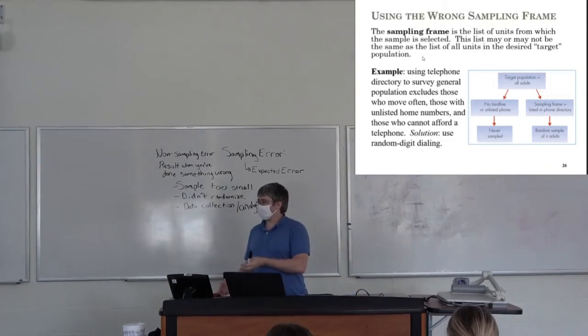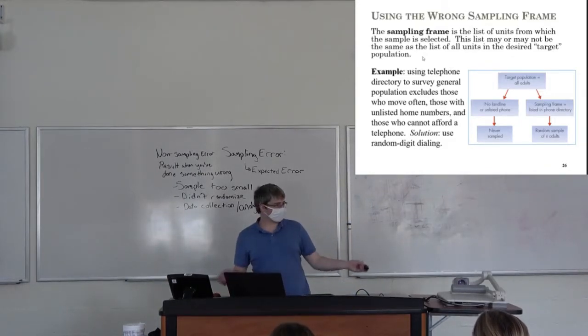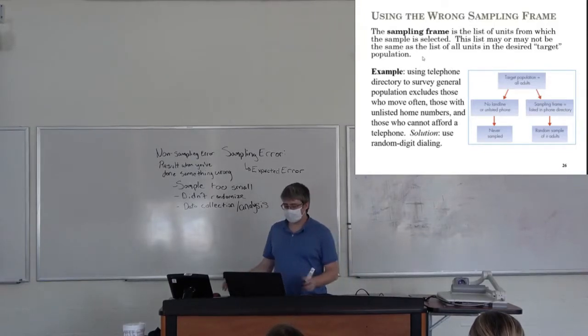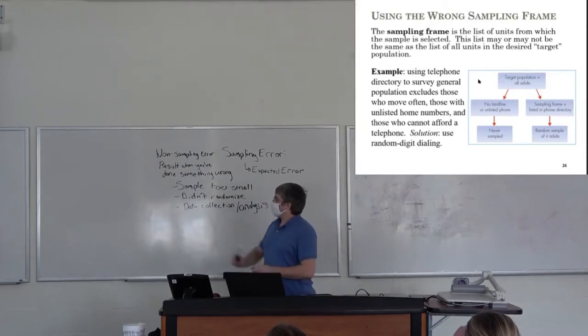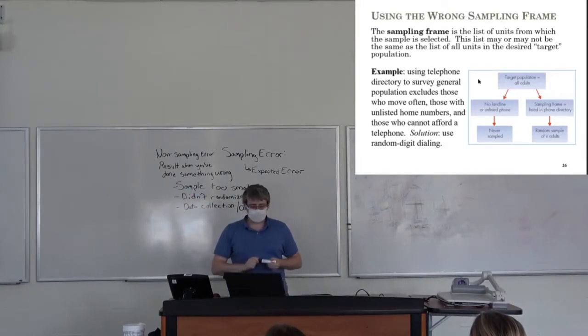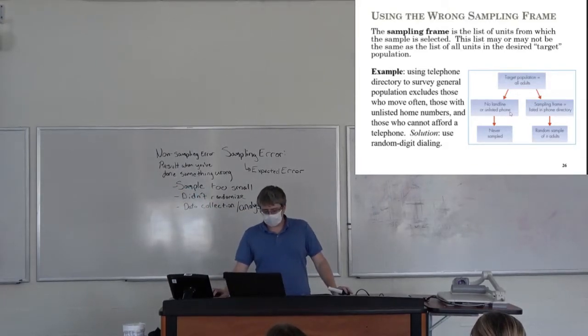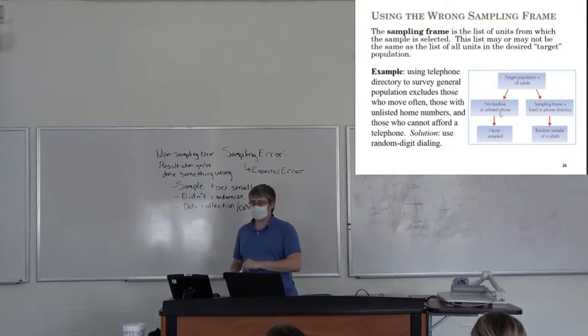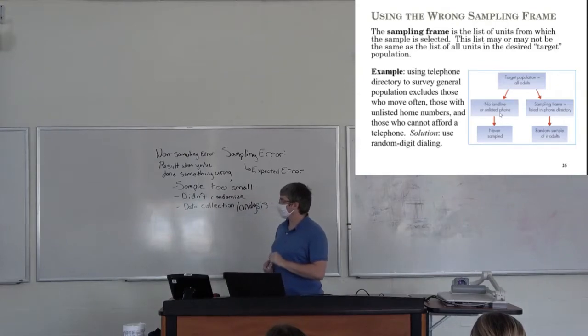So if you're trying to call people and give them a survey, obviously you're already going to be biased because you're only going to reach people who own a phone. And so if you want to get all adults, then there are people who have no landline or an unlisted phone, and you can't even sample them. You can only sample the people that are in the phone directory or whatever.